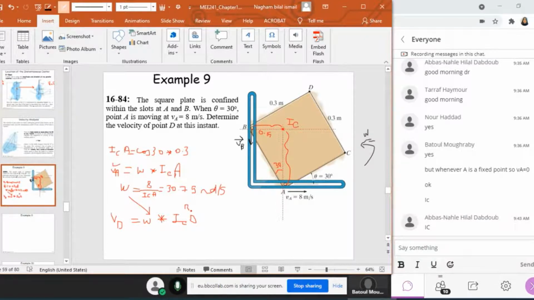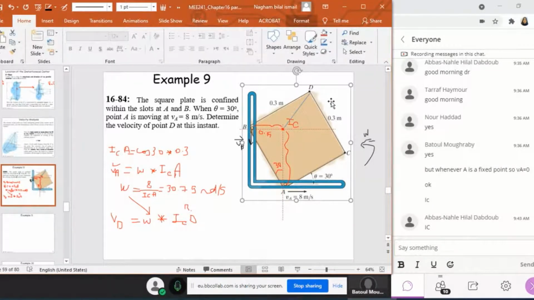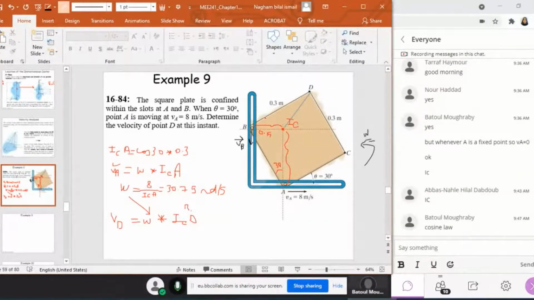So how can I find ICD? What are the inputs that I have? I know that BD is 0.3 in the triangle BICD, and I know that BIC is 0.15. I can also say that this angle right here is equal to this angle right here, because AC and BD are parallel, so it's also 30 degrees. So, guys, what theory should I apply in order to find ICD? Cosine law, perfect, Batul, yes.